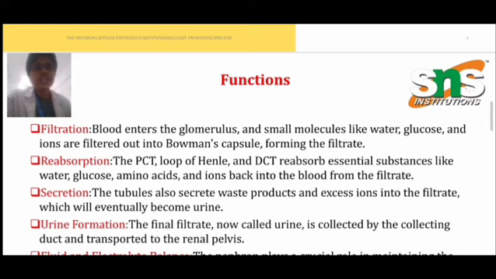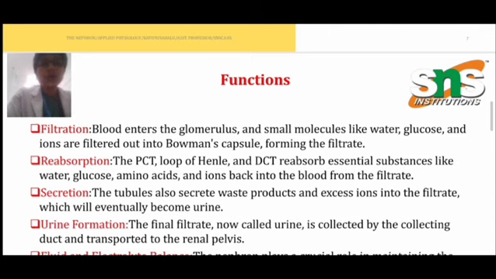Then the filtrate is reabsorbed at the PCT, proximal convoluted tubule, the loop of Henle, and the DCT, which reabsorb the essential substances like water, amino acids, and ions back into the blood from the filtrate. Then secretion, which means waste products and excess ions are secreted into the filtrate, which eventually becomes urine.